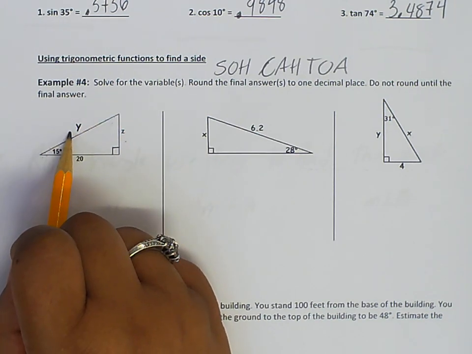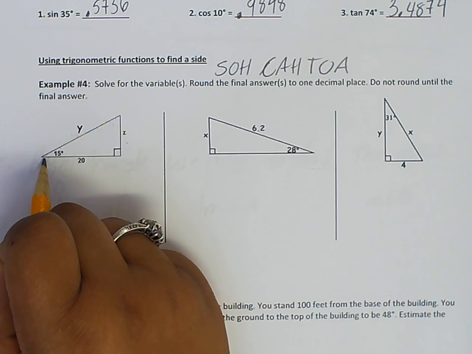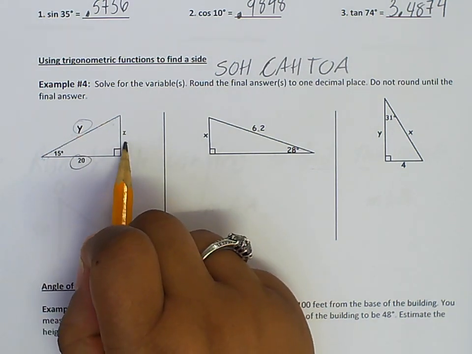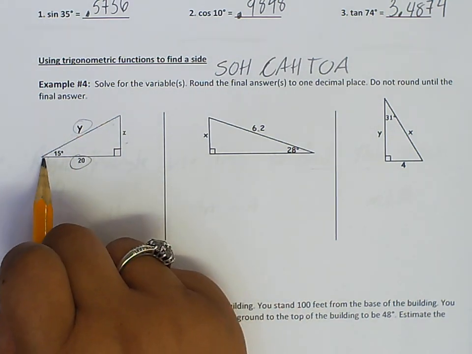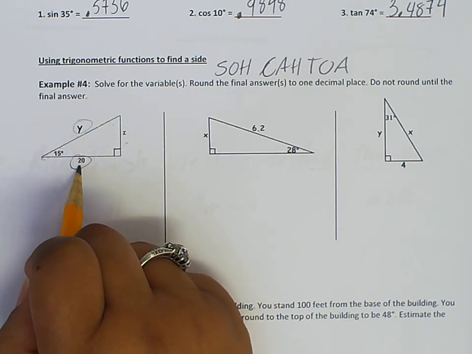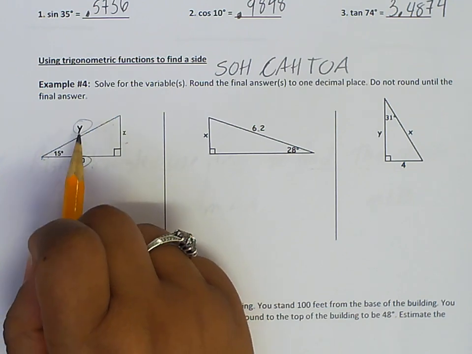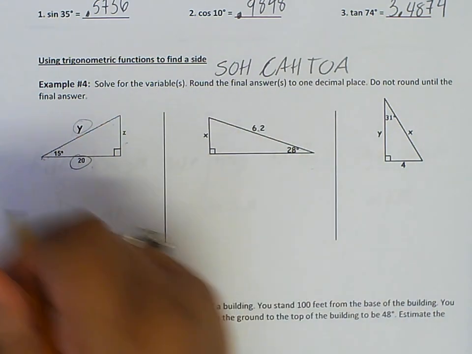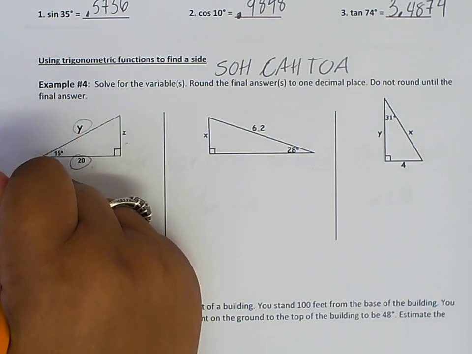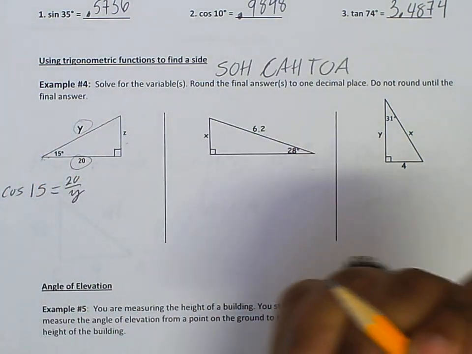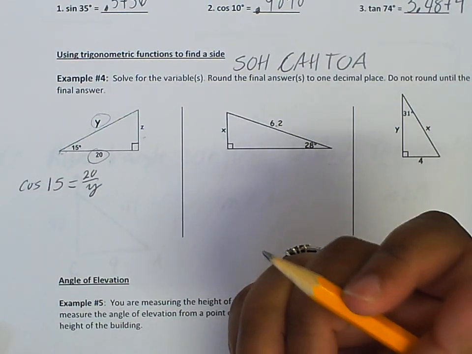If I want to do y, I'm going to put my finger here, and the rule for y is I have this and I have this. It doesn't make sense to use z, there's no number there. So I'm thinking about what these two things are from this angle. From this angle, I can see it's going to be adjacent and hypotenuse. The rule that has adjacent and hypotenuse is cosine. So I will do cosine 15 equals 20 over y.